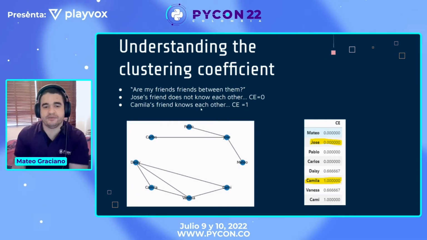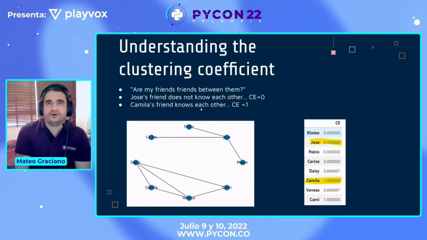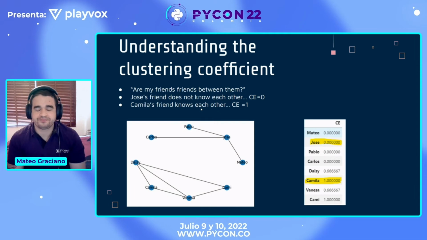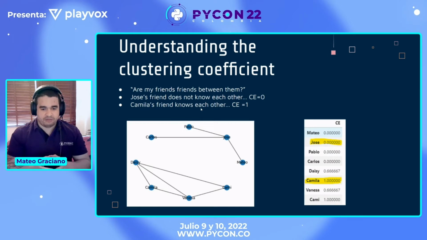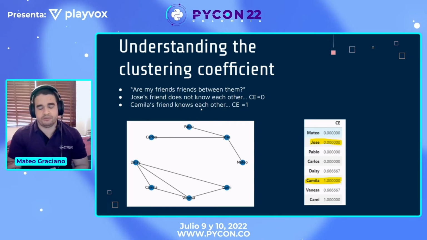And why does this matter? Because when you're looking for a team's information, you will want teams where everyone has a high clustering coefficient, because that means that everyone speaks with everyone, and when that happens, organizations and teams tend to have better results. So that's why the clustering coefficient might be useful.